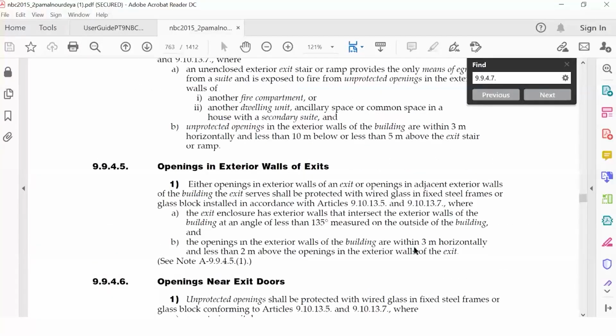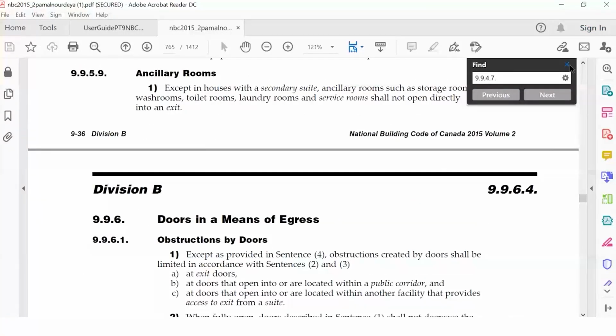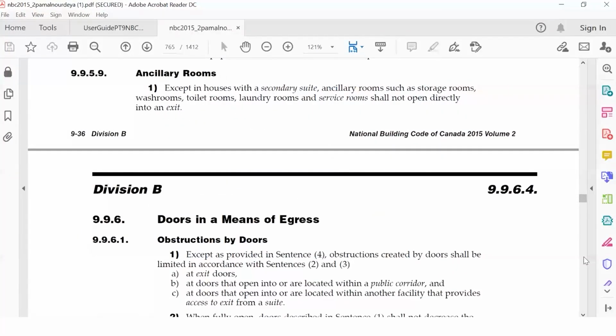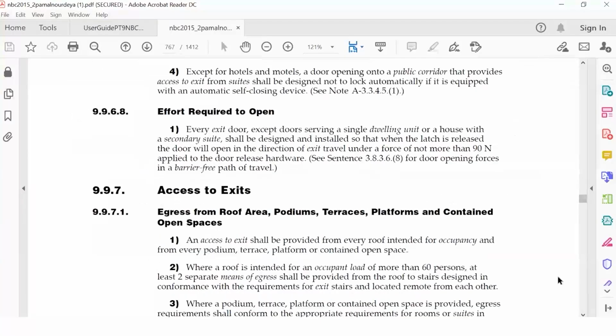999. It's really about the construction of the exits, not the number of exits. The number of exits is in 999. Okay, that makes sense too. Yeah. So take a look at the number of stairs provisions, but the construction of the stair itself does not need to be constructed as an exit stair.